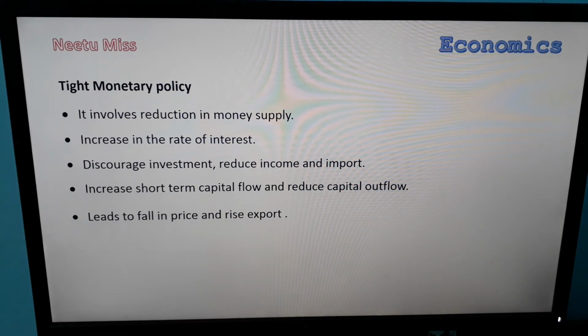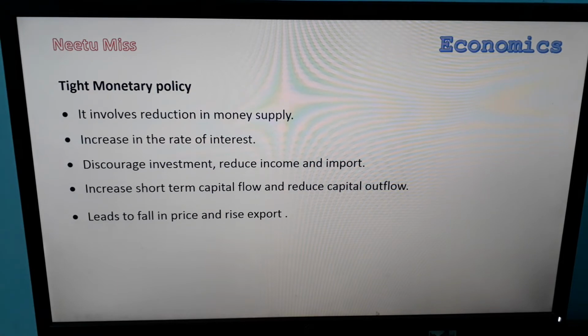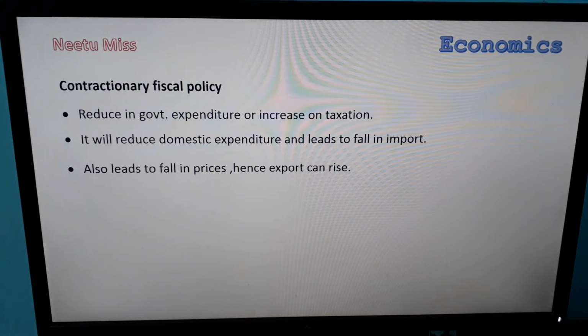In tight monetary policy, because of reduction in money supply and increase in rate of interest, for a short period of time there will be capital inflow. Why? Because RBI is providing a high rate of interest and it will reduce capital outflow. So by all this process, prices will fall and make our export cheaper, so it will help to raise export.